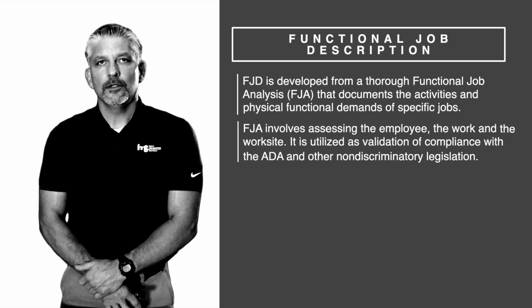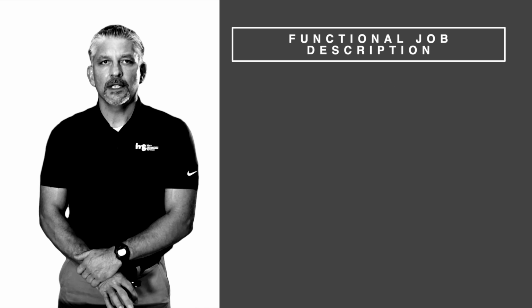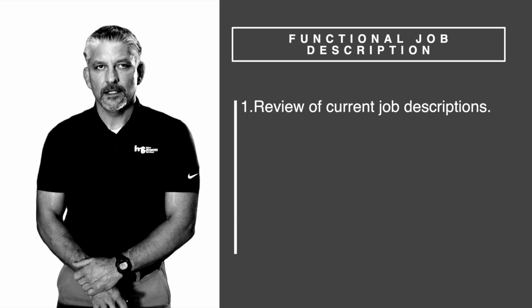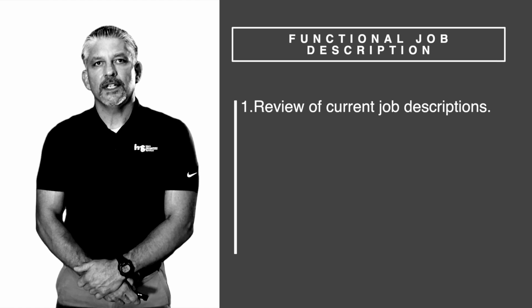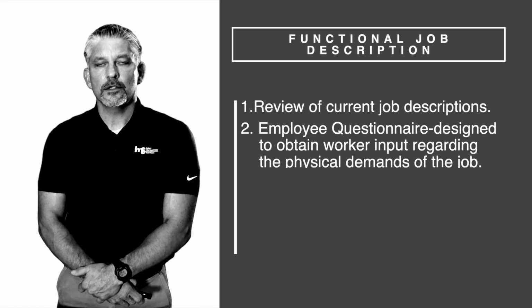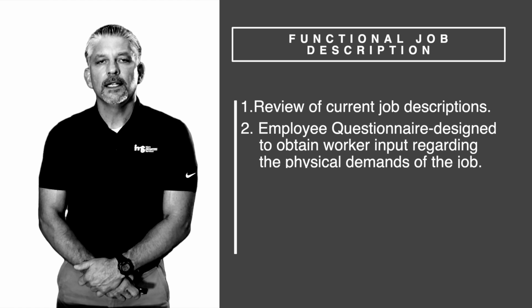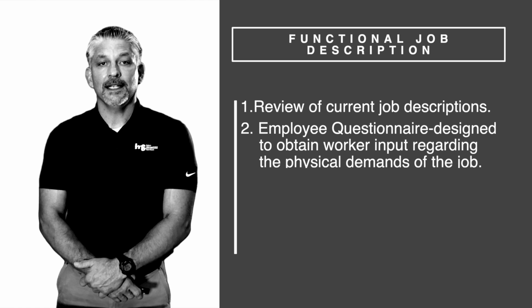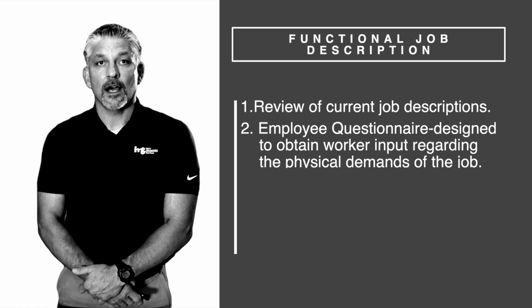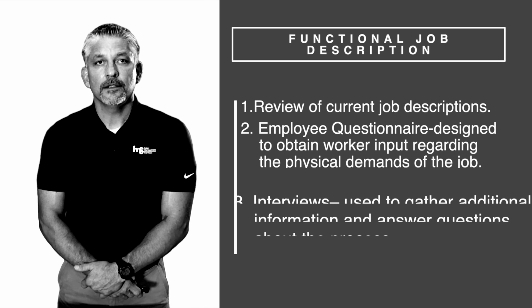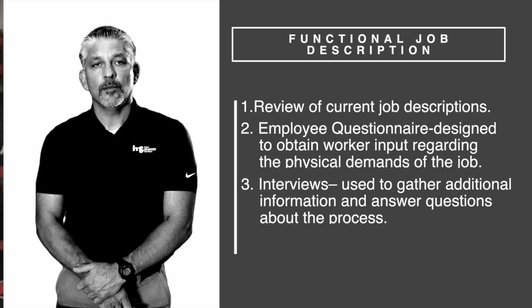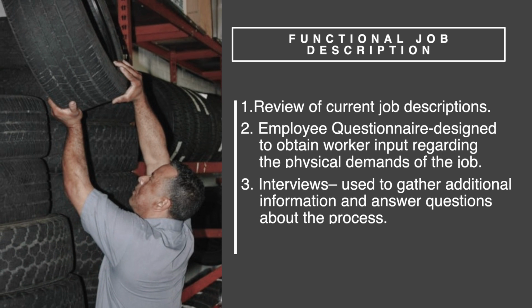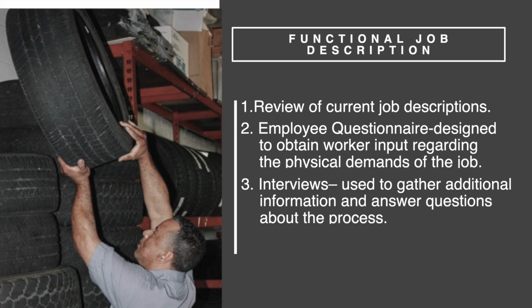So when you go to do a functional job description, the first thing that you want to do is collect the existing job descriptions. Read the job descriptions. You want to issue incumbent worker questionnaires for them to fill out, letting them identify some of the most physically demanding tasks in their job. Then you will sit down and interview some of the incumbent workers that have been doing the job, are familiar with the job, and can give you the best information.